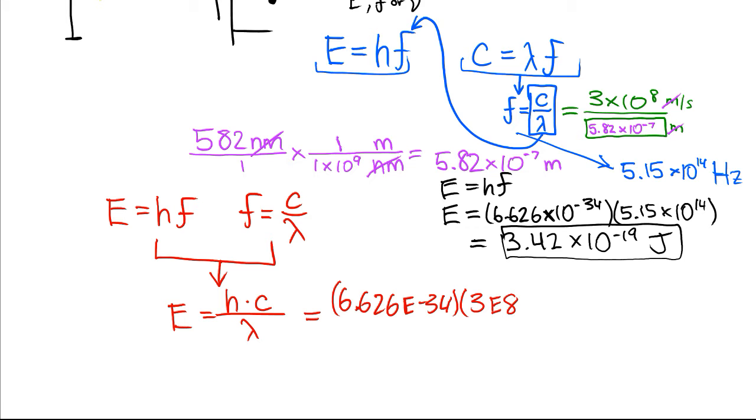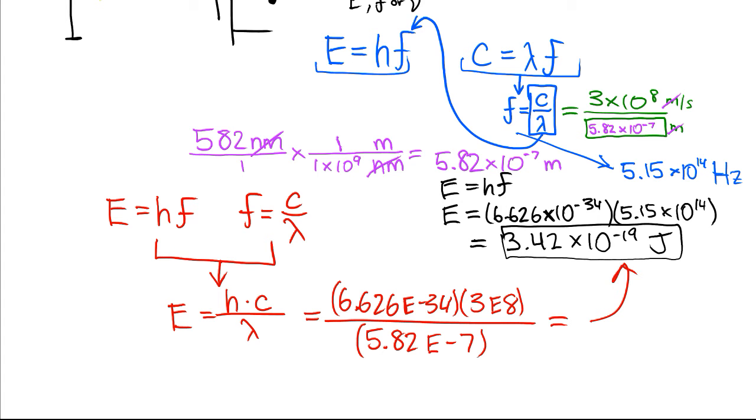Remember, that's what E means, times 10 to the. It's a shorthand method. All divided by the wavelength, still in meters, which is 5.82 times 10 to the negative 7. And you can do your math this way, but you have to be careful to use your parentheses and such appropriately. And you'd still get that same answer.